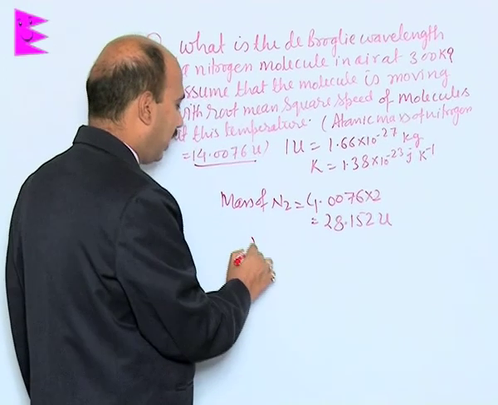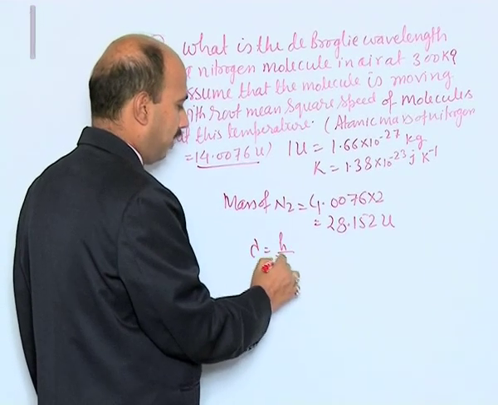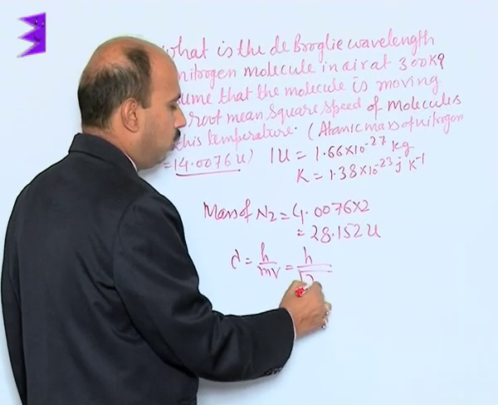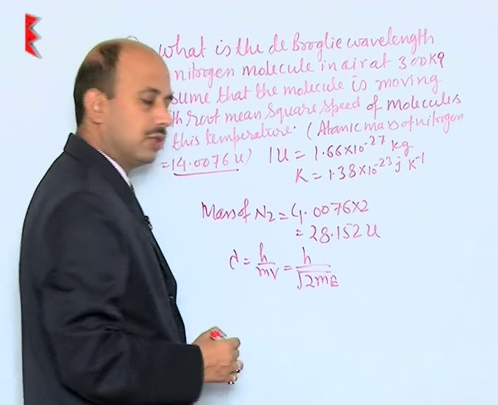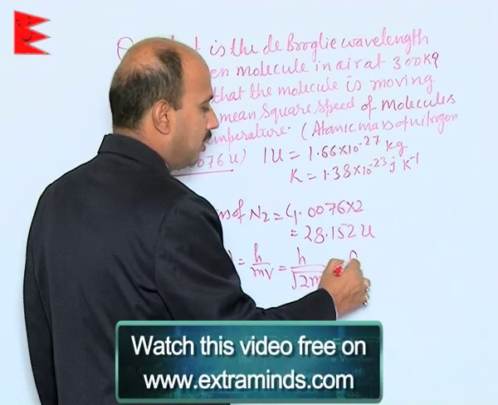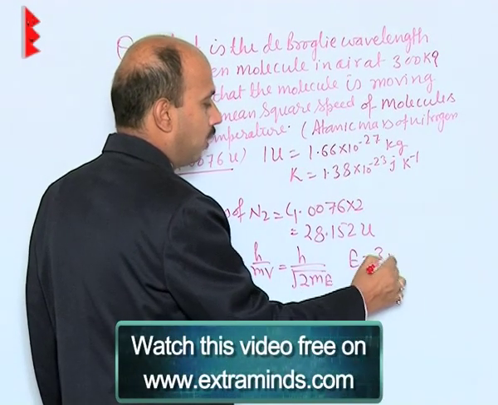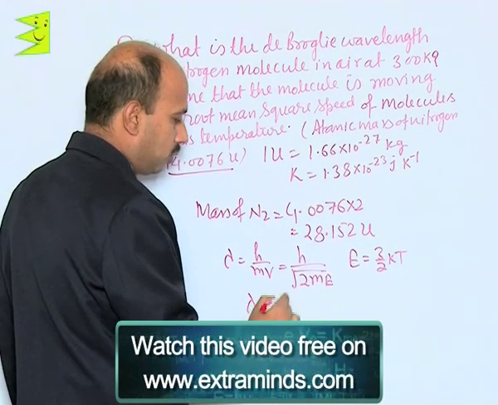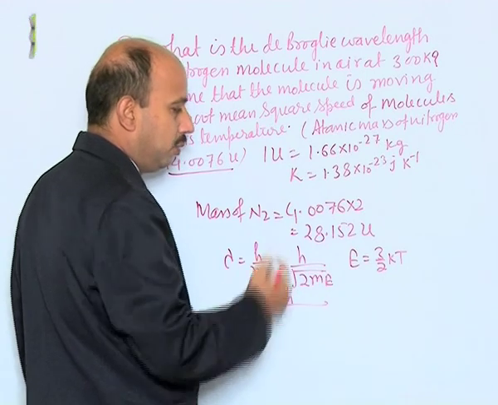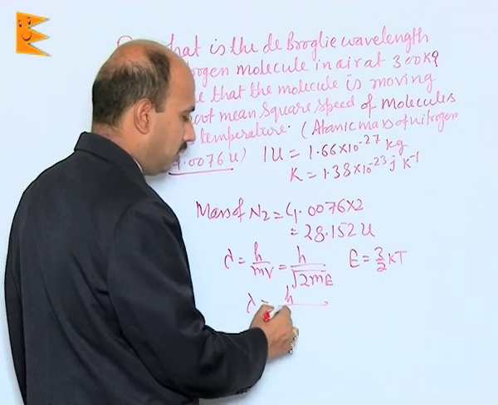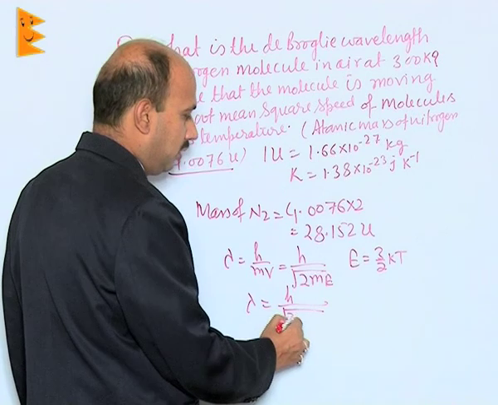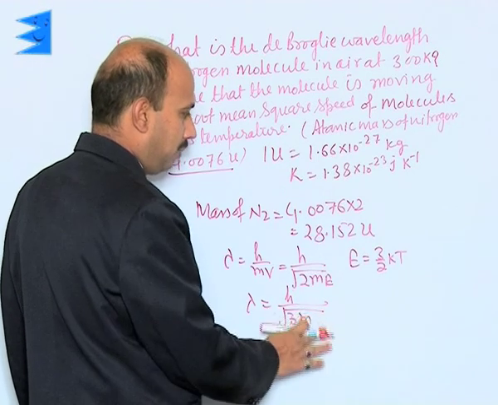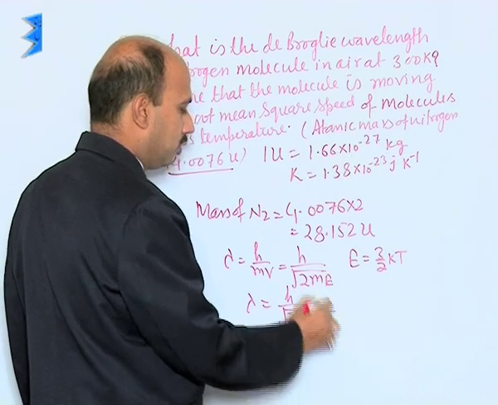So the wavelength, we can write lambda is equal to h upon mv, that is h upon under root of 2 m E, that is kinetic energy. The kinetic energy of the gas, this nitrogen, can be written as 3 by 2 kT, where k is the Boltzmann constant. So it will become lambda is equal to h upon, here you will place 3 by 2 kT, the 2 will get cancelled, under root of 3 m k T.